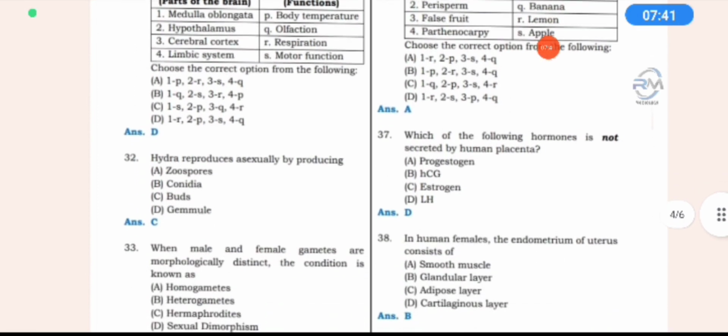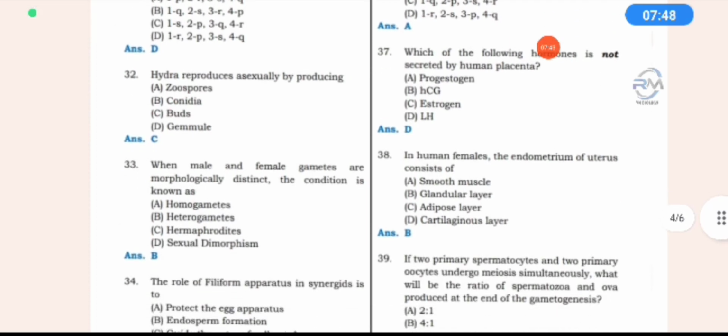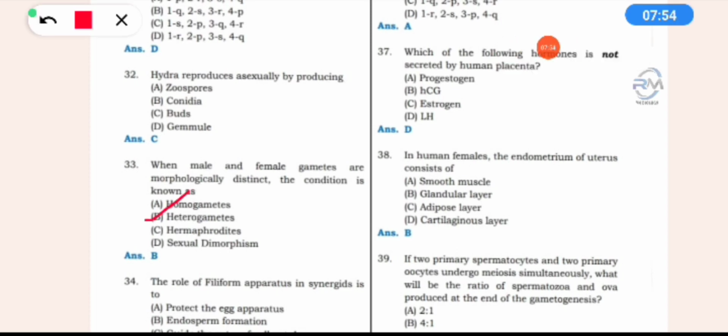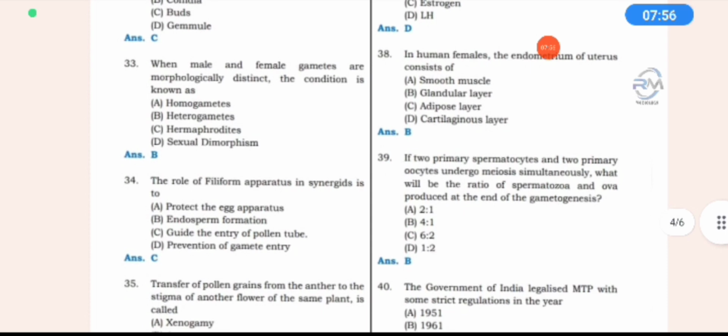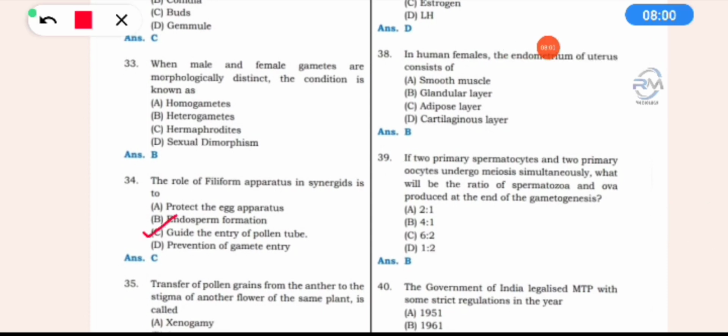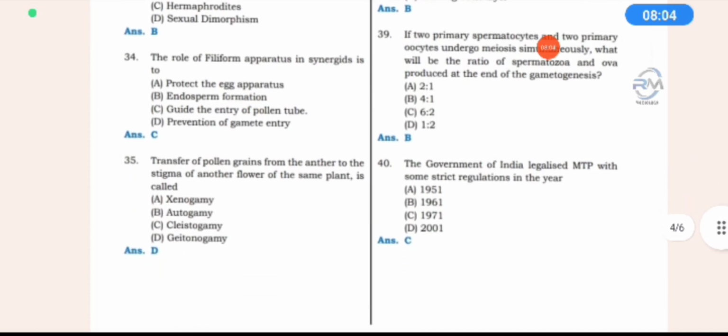Hydra reproduce asexually by producing buds. When male and female gametes are morphologically distinct, the condition is known as heterogamy. The role of filiform apparatus in synergid is to guide the entry of pollen tube. Transfer of pollen grain from the anther to the stigma of another flower of the same plant is known as geitonogamy.